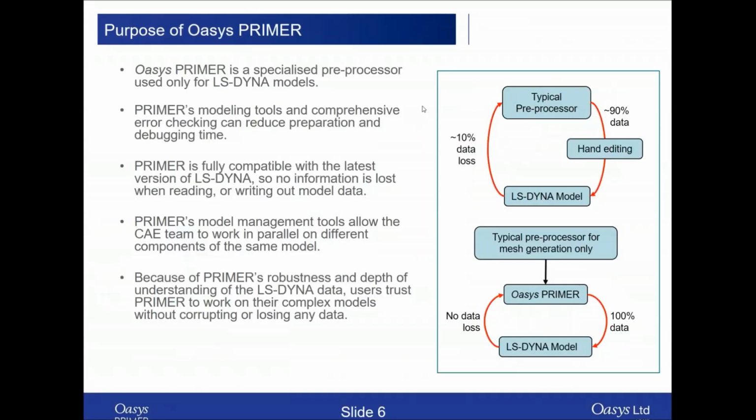Talk about PRIMER today. PRIMER is a specialized preprocessor used for LS-DYNA models. Its comprehensive modeling tools and error checking help reduce preparation and debugging time for LS-DYNA models. It's fully compatible with the latest version of LS-DYNA, so no information is lost when reading or writing out the model. And PRIMER's model management tool allow your team to work in parallel on different components of the model. And because of PRIMER's robustness and depth of understanding of the LS-DYNA data, users tend to trust PRIMER to work with their complex models without corrupting or losing any data.